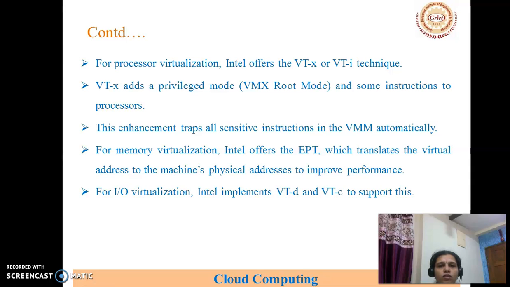For processor virtualization, Intel offers the VT-x or VT-i technique. VT-x adds a privileged mode, VMX root mode, and some instructions to the processor. This enhancement traps all sensitive instructions in the virtual machine automatically. For memory virtualization, Intel offers the EPT, which translates the virtual address to the machine physical address to improve the performance. For I/O virtualization, Intel implements VT-d and VT-c to support this.